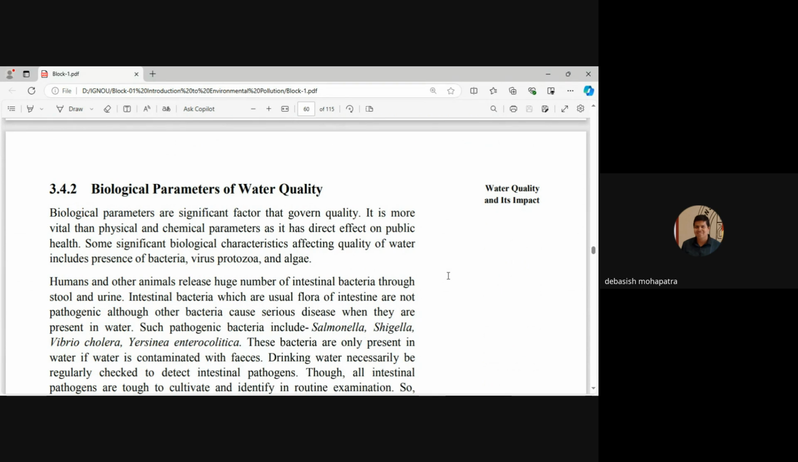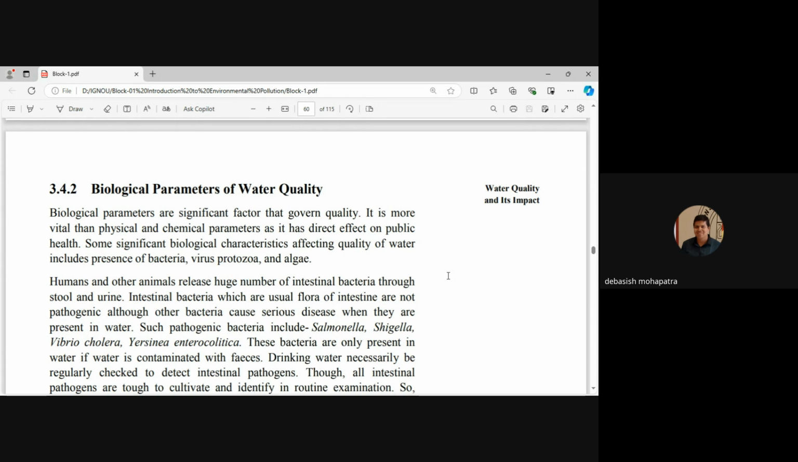Then biological parameters of water quality. Biological factors govern water quality. They are more vital than physical and chemical parameters as they have a direct effect on public health. Some significant biological characteristics affecting the quality of water include the presence of bacteria, viruses, pathogens, and algae.